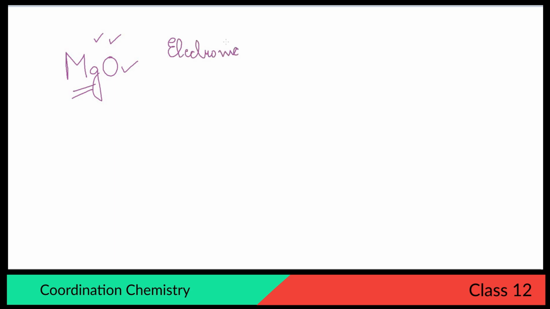The electronic configuration for magnesium would be 2, 8, 2. Why is it so?